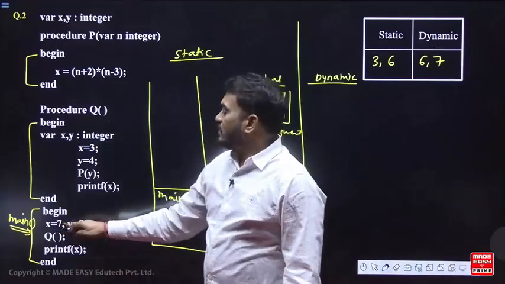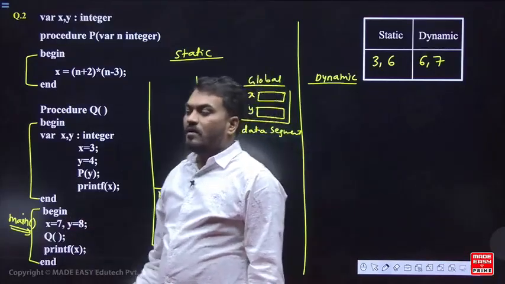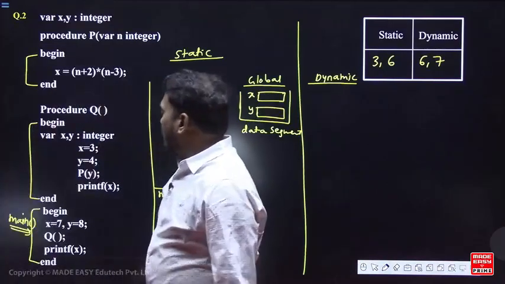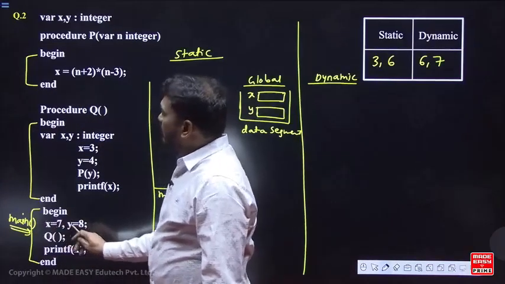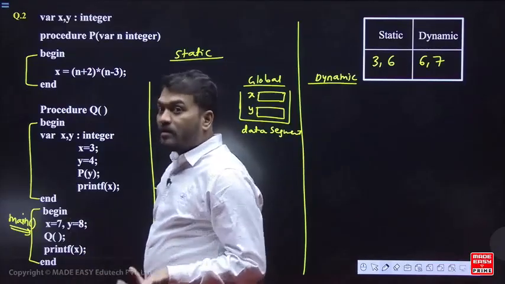Understand here, x equal to 7, y equal to 8. These two are free variables, because they are not declared in the function but used in the function. Okay, right? So look at here. In the main function, the x and y are what? Free variables. They are used in the function but they are not declared in the function.